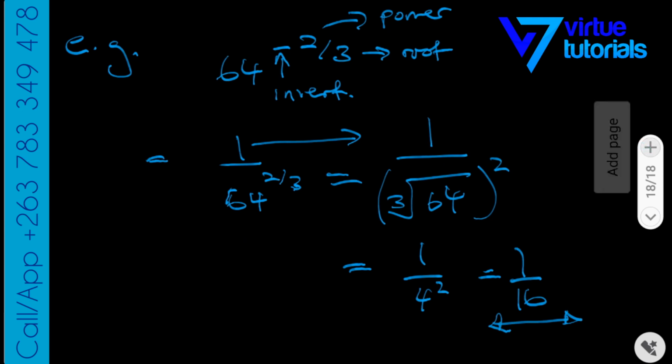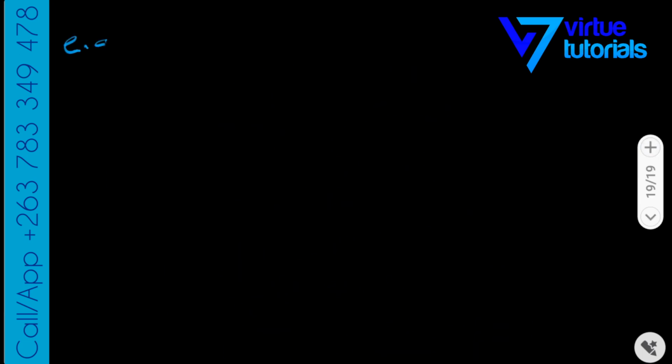So let's try something else. Example here, you have perhaps minus 9 to the power 1,5. Okay, forgive me there. Minus 9 to the power 1,5. Why do I have a minus 9? I want to make it a positive. A positive 9 to the power 1,5.